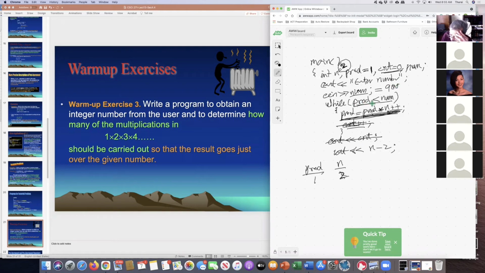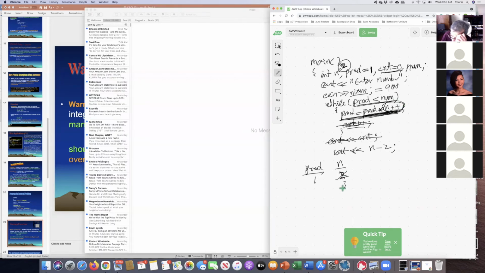But prod is 1 right now, so it is less than num. So I'm doing multiplication. This is my first multiplication. When I do the first multiplication, I'm multiplying by 2, right? n is 2. But immediately after that, n changes to 3 because of n plus plus. So after the first multiplication, n has become 3. Prod is 2 now, n has changed to 3. Do you see that? Yeah, I get it now. All right. So I only did one multiplication, and the value of n is 3.